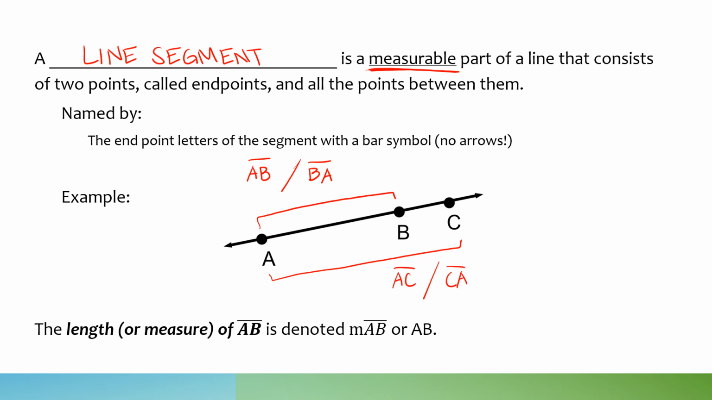Lastly here, the length or the measure of a segment is denoted in 2 different ways depending on what you end up preferring. One of those is this little m and then the name of our segment, AB. So that is really read like measure of segment AB. And the other option that I personally use a little bit more just because it's less writing is simply the line segment's endpoints, A and B, with no bar over top.